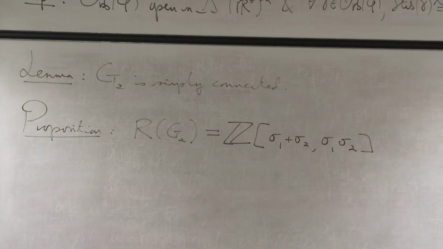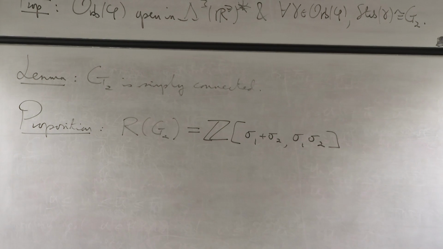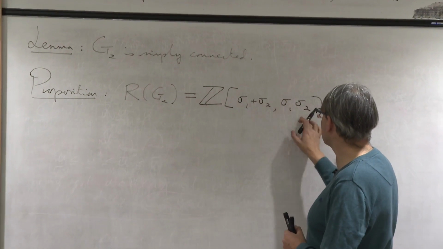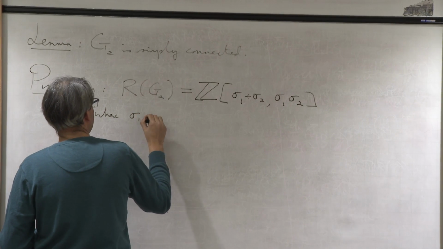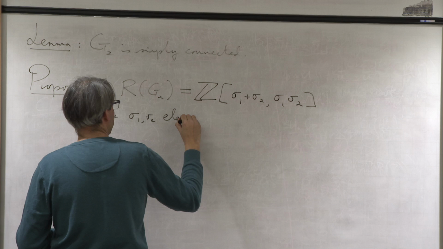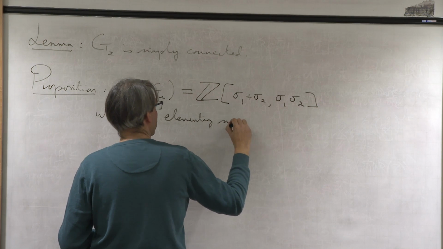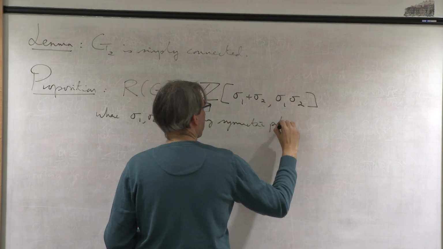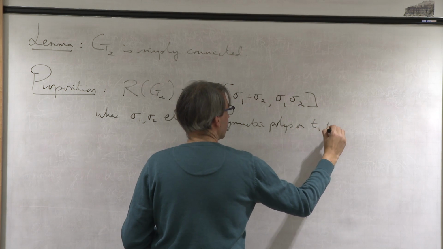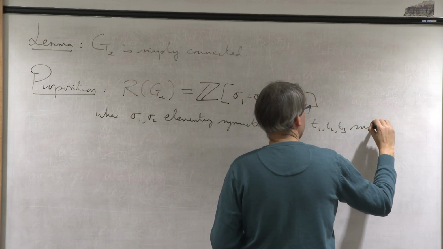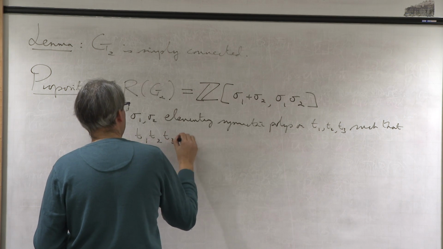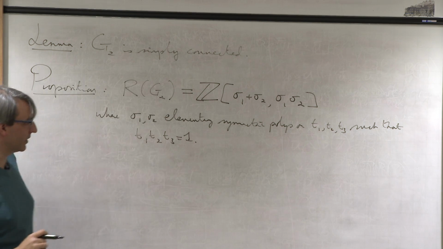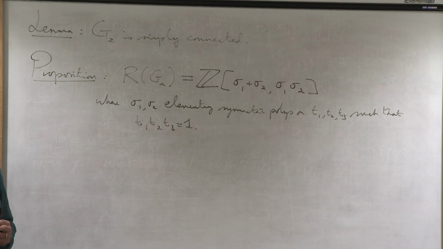So let's prove this to finish. Okay, so how are we going to prove this? These are the elementary symmetric polynomials, where sigma 1, sigma 2 are the elementary symmetric polynomials on T1, T2, T3 such that the product of the T's is 1. It's because that's what our maximal torus is, right? It's T1, T2, T3 with the product 1, because the determinant is 1.